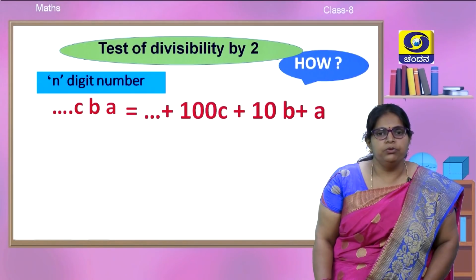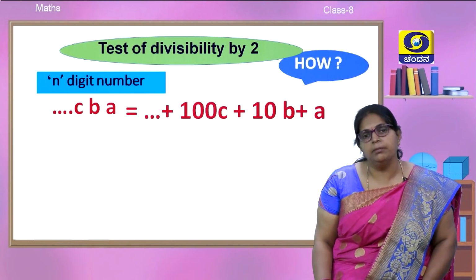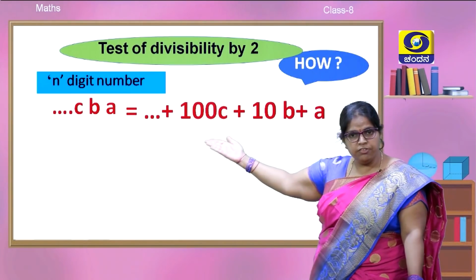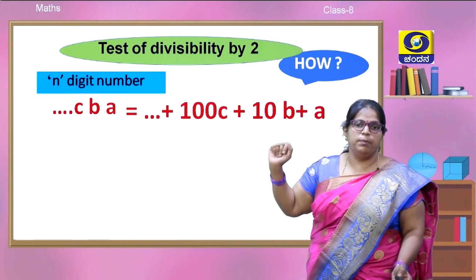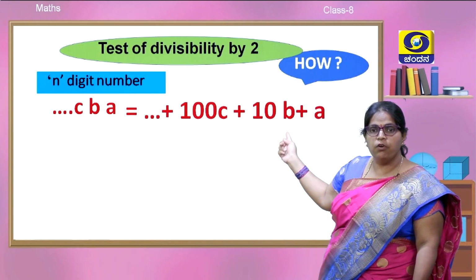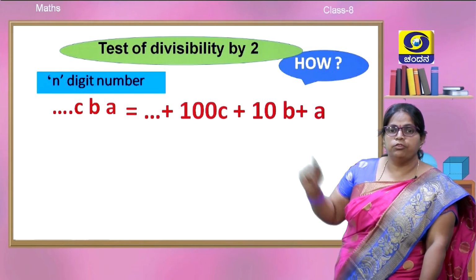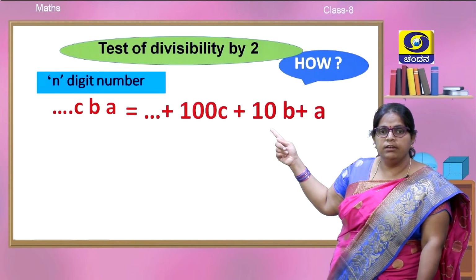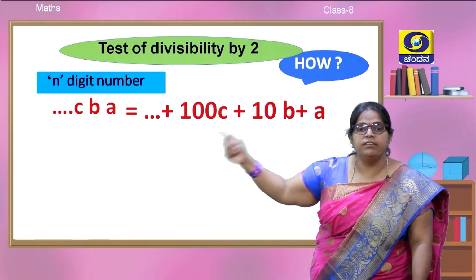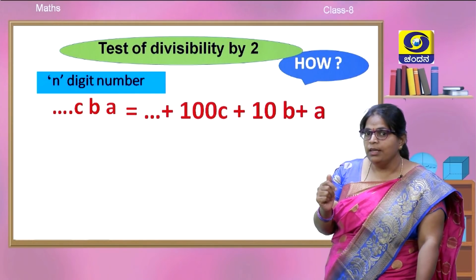CBA is equal to ... plus 100C plus 10B plus A. For this n-digit number to be divisible by 2, the terms in the expanded form must also be divisible by 2. So, look at this 10, 100, etc. These are all even numbers. Why? Yes, you are right.